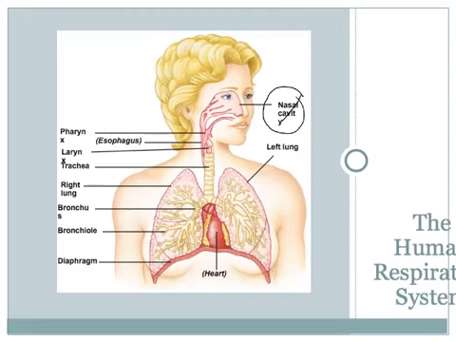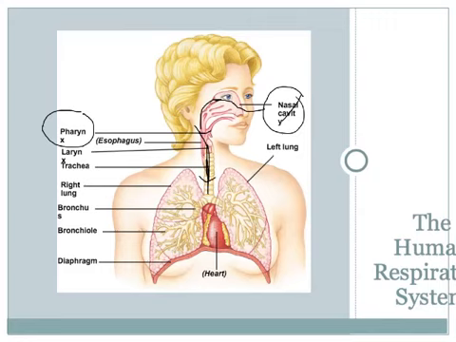But this is basically where the air is going to enter. Then we're going to go into the pharynx, the back of your throat, that same piece that we had in the digestive system. Only this time, instead of going down the esophagus, the air is going to go down this main tube called the trachea. That's this structure right here.